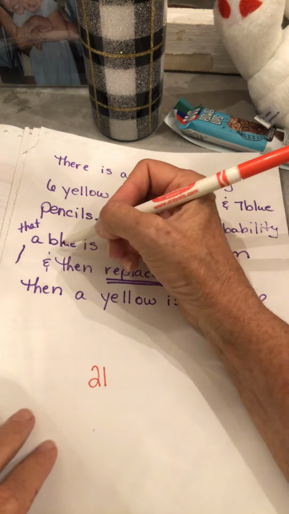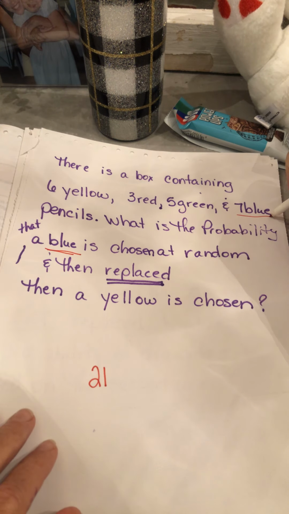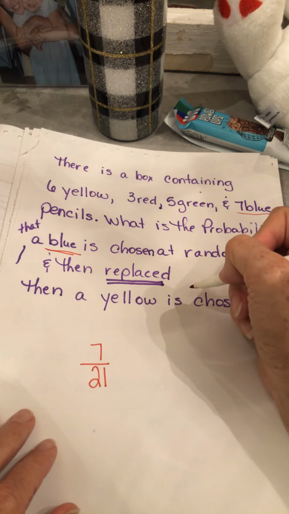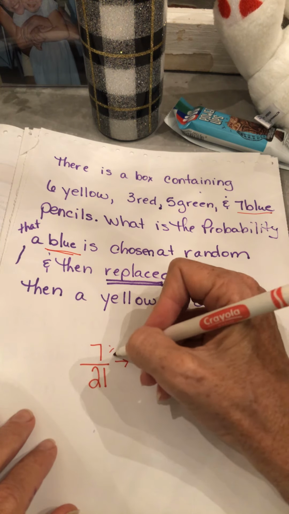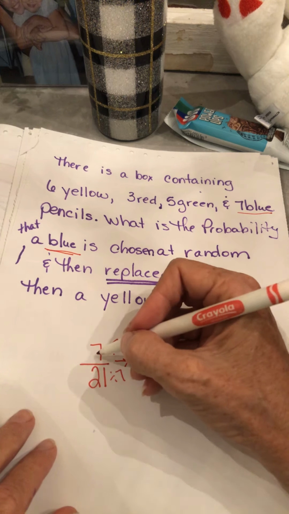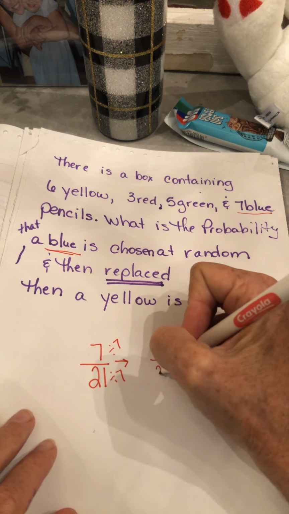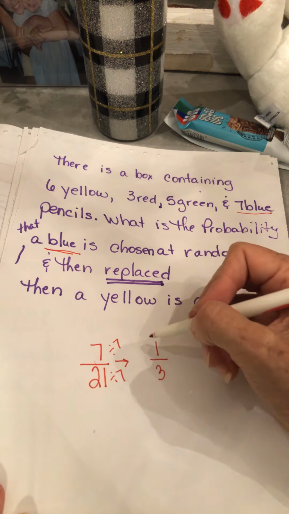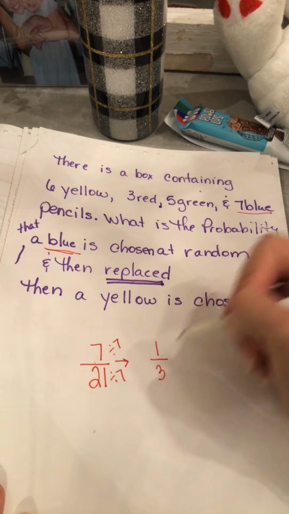What is the probability of getting a blue? Well, there are 7 blue. So the probability of getting a blue is 7 out of 21. Now, before I go any further, I see right away that I can reduce this. Anytime I can reduce it, I should. So 7 divided by 7 is 1. 21 divided by 7 is 3. So instead of saying 7 over 21, I'm going to say 1 over 3, or 1 out of 3.